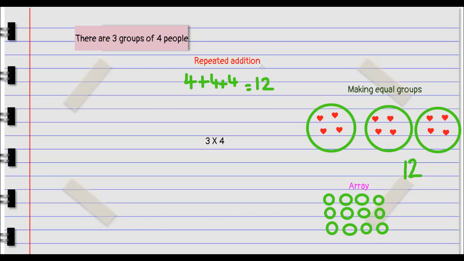These are called arrays. And let's try to count how many circles there are, and then we'll get the number. 1, 2, 3, 4, 5, 6, 7, 8, 9, 10, 11, 12. Right. So again, 12 is the answer. Whichever strategy you use, that doesn't matter, but your answer will be the same.